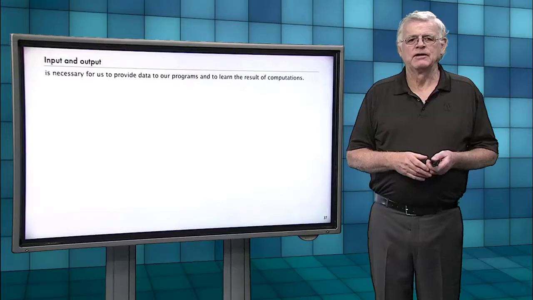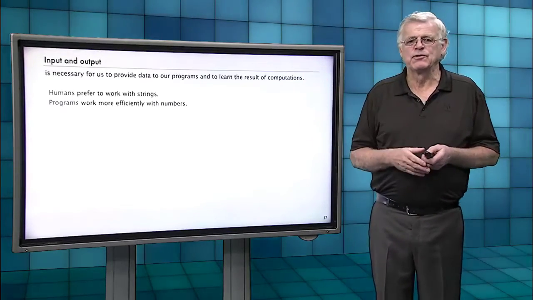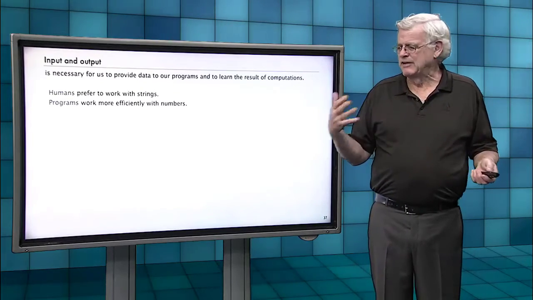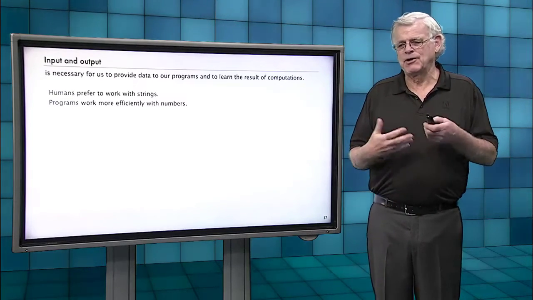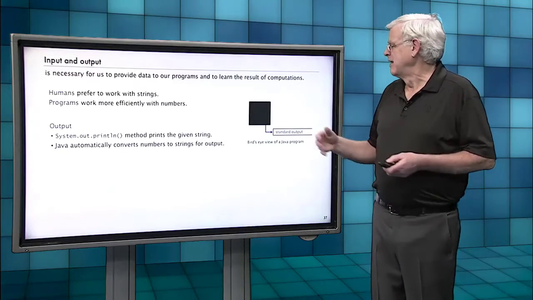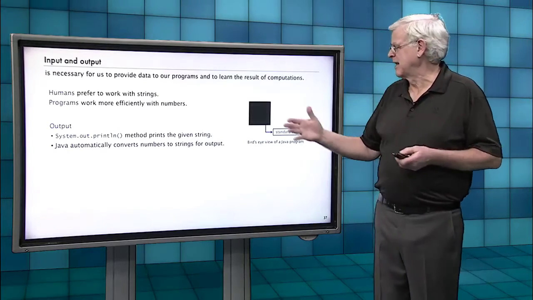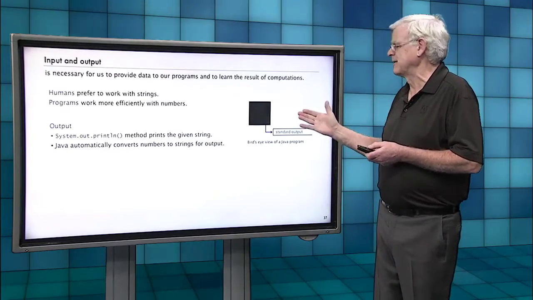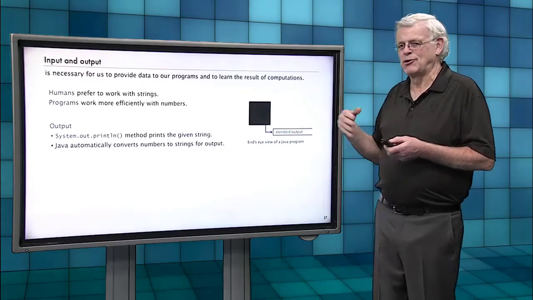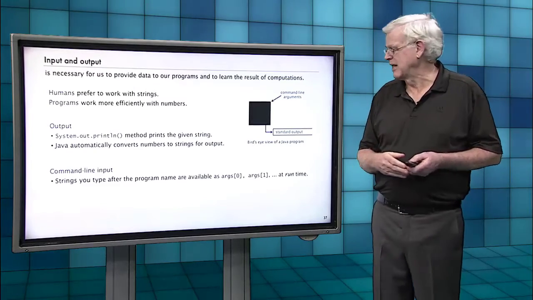Computing with strings. Okay, so we need input and output, and we use it for the result of our computations. The thing is, especially at the beginning, very often our programs are working with numbers and we're working with strings. So for output, we use System.out.println to print the string. And even if you print numbers, Java will automatically convert the numbers to strings to output them.